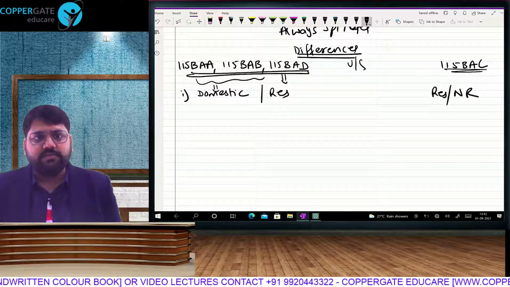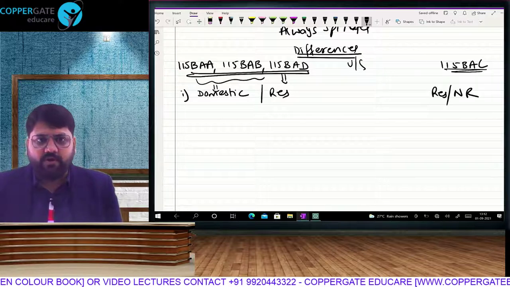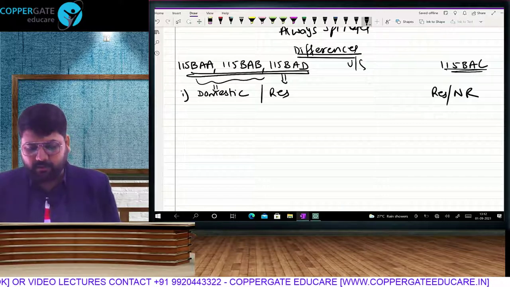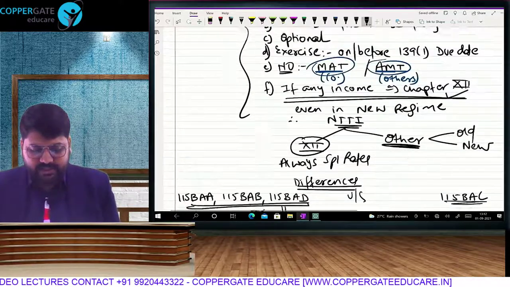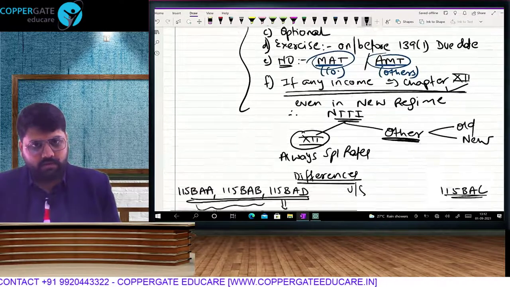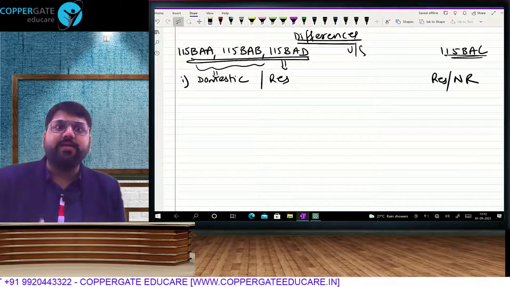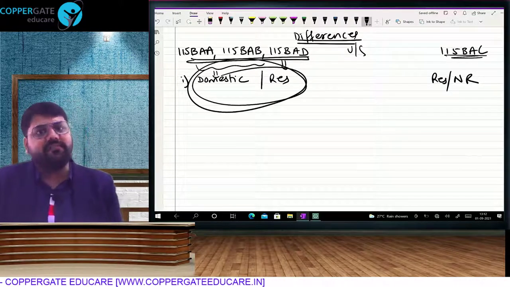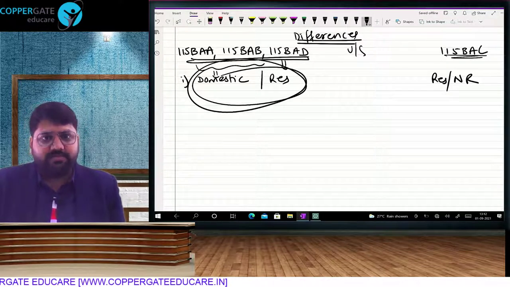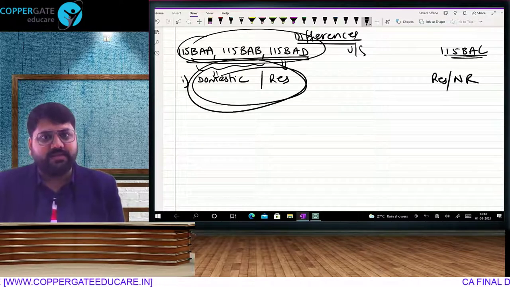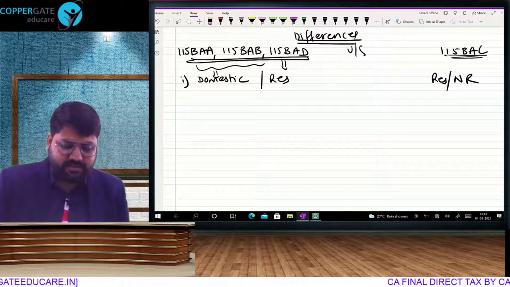That's one difference. So, BAA BAB is only for a domestic company. BAD is only for resident cooperative society, but BAC will be for both. That's one difference. These 6 points are same in all four. You all have understood that? There are two differences only in BAC. The other three are still same. So, in these three, we still have domestic or resident mentioned. That means, can I say, in these three, there are no differences except the eligible assessee? The difference is only in BAC.